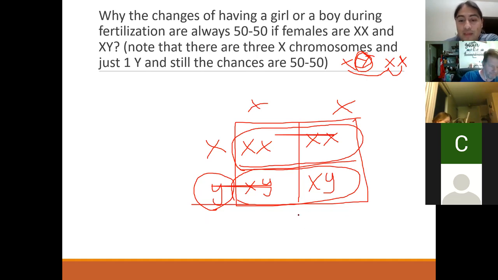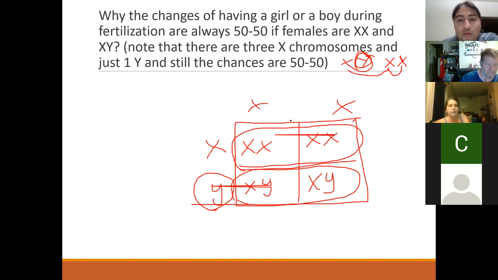I think Juliana has a girl and a boy, right? So the 50% chances work perfectly over here. If I'm not wrong, Juliana, you have a boy and a girl? Yes. Okay, so exactly these chances of 50-50 happened over there. So, Juliana, that's the perfect example of Mendelian genetics happening.